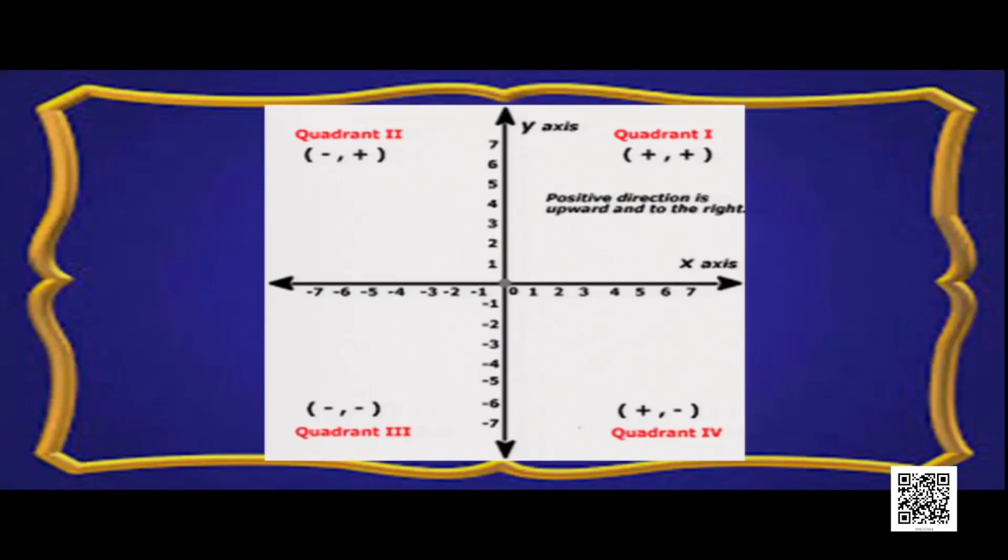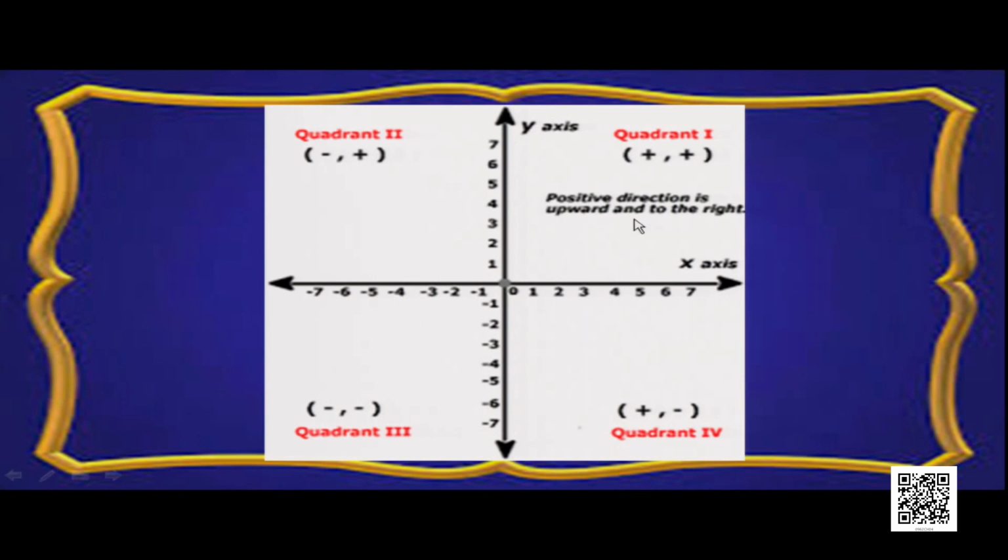Here you see, here is a Cartesian plane. We have two number lines. One is horizontal and one is vertical. The horizontal axis is called the x-axis and the vertical axis is called the y-axis. Now, this is the origin. From the origin to the right side, the numbers are positive, and from the origin to the left side, the numbers are negative. Similarly, from the origin upwards in the y-axis, the numbers are positive, and from the origin downward, the numbers are negative.